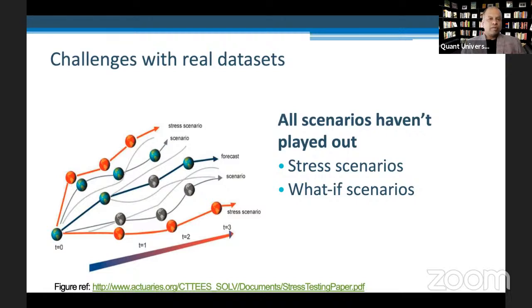Many a time when we work with just real data sets, all the scenarios haven't really been played out. And that's something to factor in when you're building out machine learning models. Just because it hasn't happened in the past doesn't mean that it's not going to happen in the future. And how will your model perform on scenarios which are plausible but have not been realized yet?